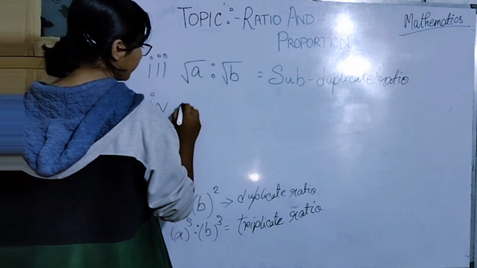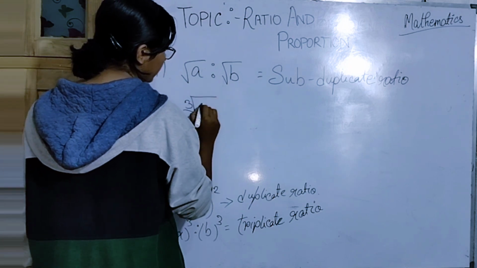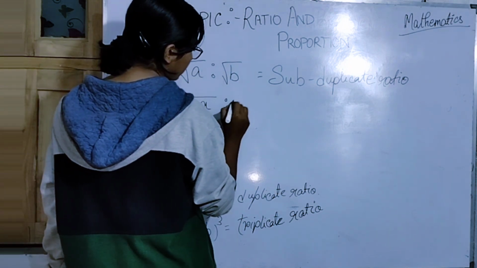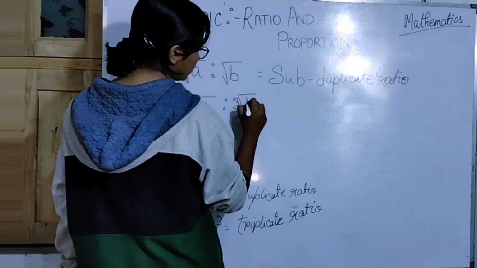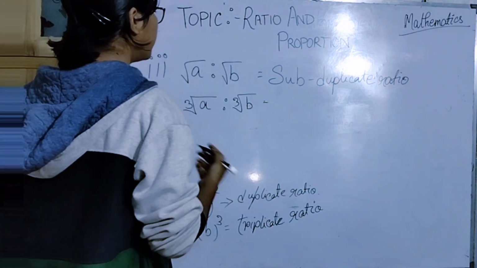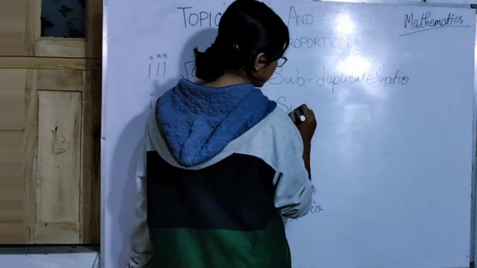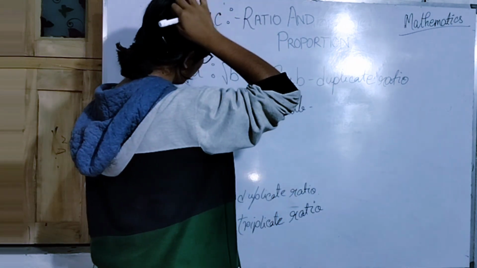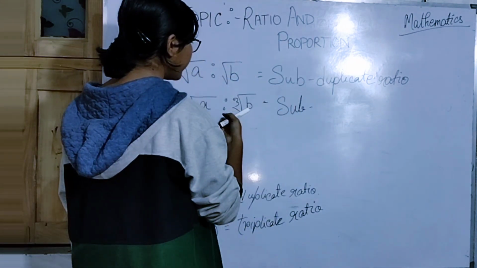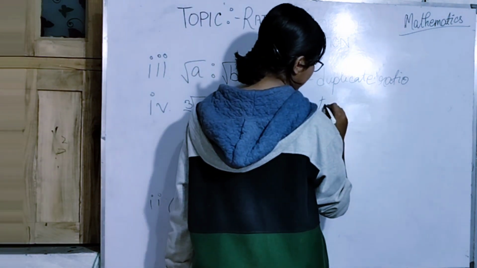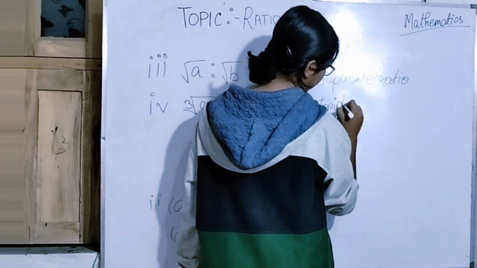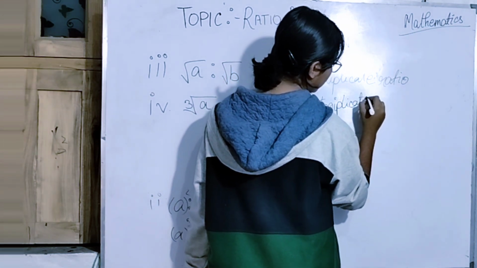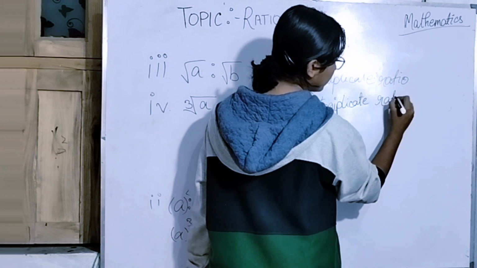And what if you write it like this? It is easy to know that if it is subduplicate, it will be sub-triplicate. Yes, it will be sub-triplicate ratio.